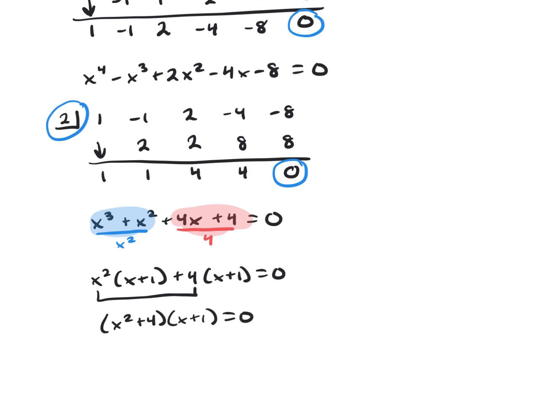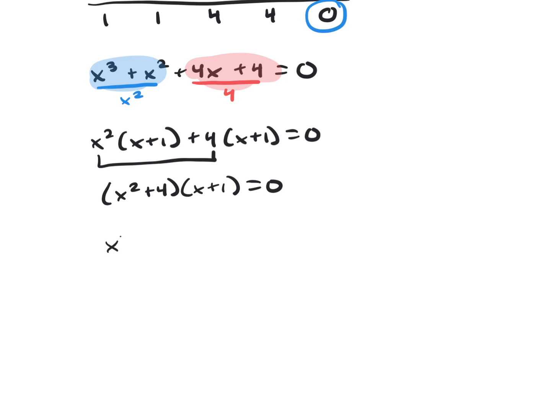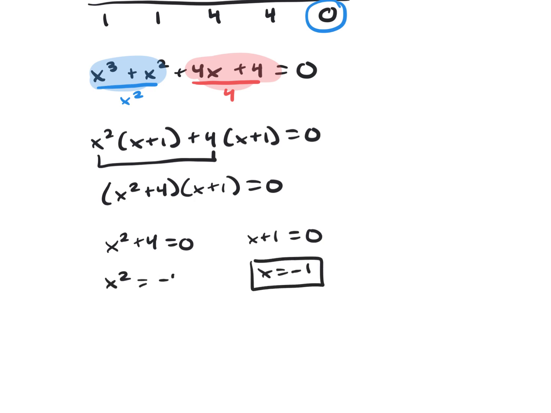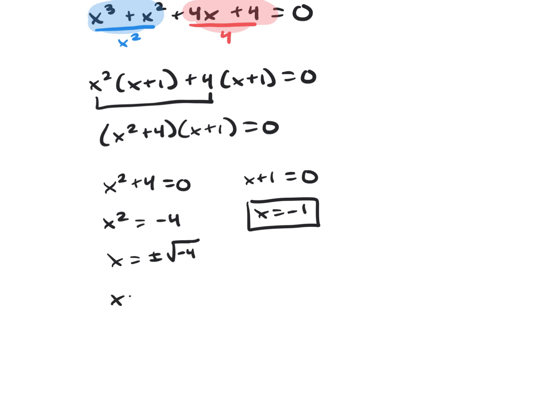All right, let's finish this off with zero product property. We set each factor equal to 0. Here I get x equals negative 1. And here I'm going to isolate. I'm going to take the plus or minus square root of both sides. And here we have the square root of a negative number, which means we get an imaginary number. So we get plus or minus 2i. And there's our remaining 2 answers.